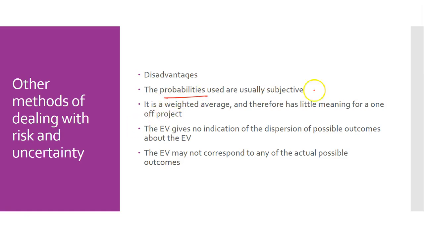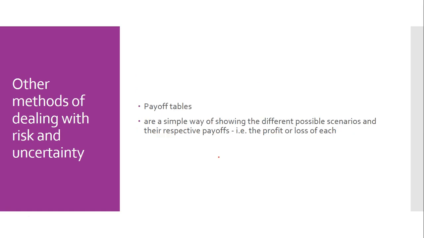Of course, this idea of probability, who knows? It's all still very subjective. And if it's weighted, what meaning does it really have? The EV sometimes does not correspond to any of the actual possible outcomes. You notice there were three different outcomes there. So again, it's very much an average scenario.